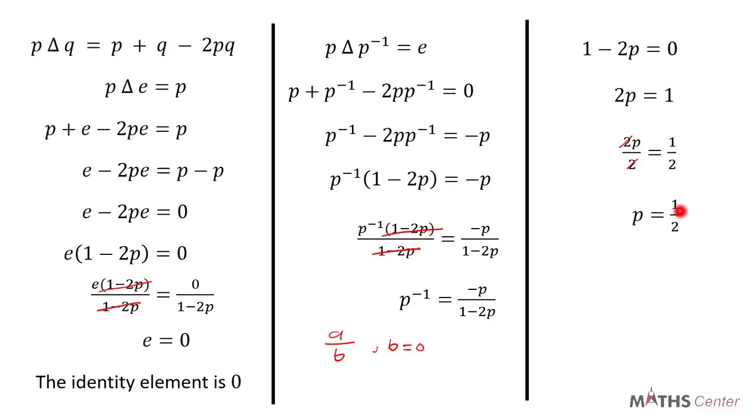What this means is that when P is equal to half, the inverse function becomes undefined. So for this binary operation, the element half has no inverse, because when P is half, the inverse function becomes undefined. So half has no inverse under this binary operation delta. Let's consider the last question.